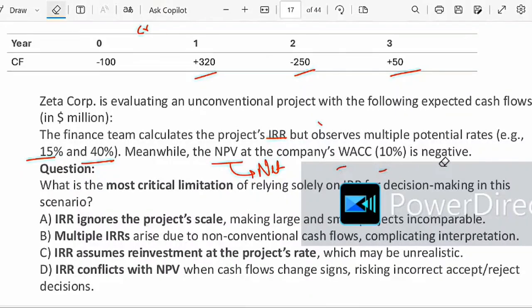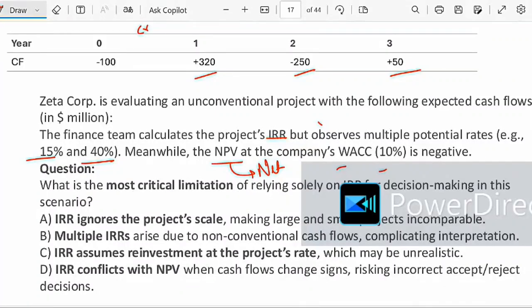So the question is, what is the most critical limitation of relying solely on IRR for decision making in this scenario? Option A, IRR ignores the project scale. Option B, multiple IRR arise due to non-conventional cash flow. Option C, IRR assumes reinvestment at the project rate. And option D, IRR conflicts with NPV when cash flow changes sign. Right. So basically, the question is regarding the limitation of IRR. That is what it asks you.